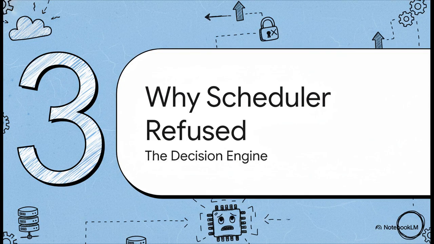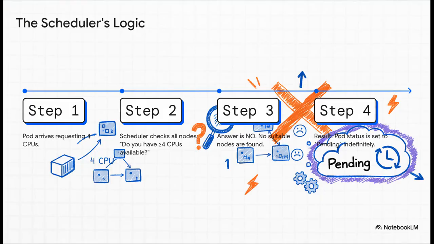So let's get inside the scheduler's head for a minute. You can think of it like a super smart, very strict logistics manager. Its only job is to find a good, safe home for every single pod. So when our oversized pod shows up, it goes through a very logical and very fast checklist. Here's exactly how it plays out in the scheduler's mind.